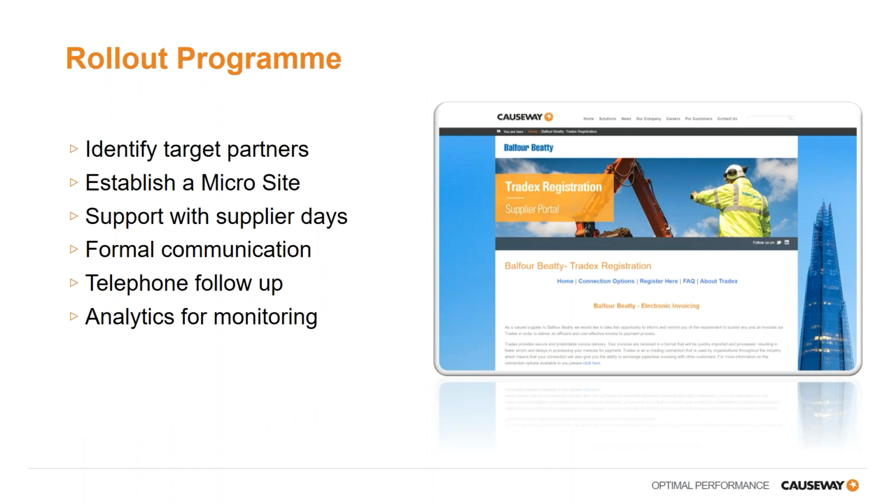And as well as you yourselves working with the suppliers, what we'll do is also support our customers very much through a rollout program. So we had talked about that approach of existing suppliers, high volume, low volume. Well, then that's part of identifying the target partners, and we'll establish a microsite.